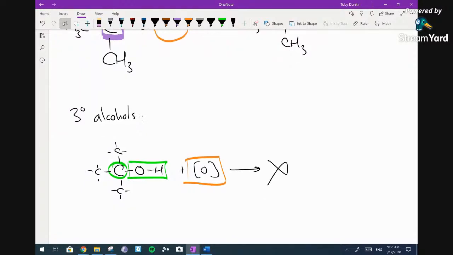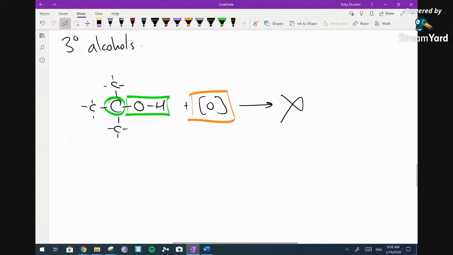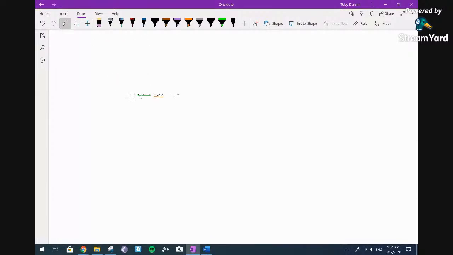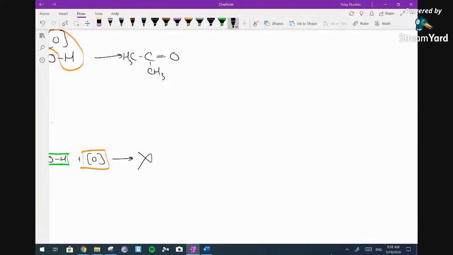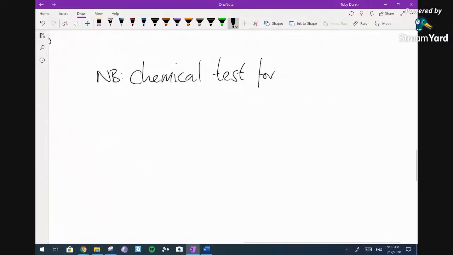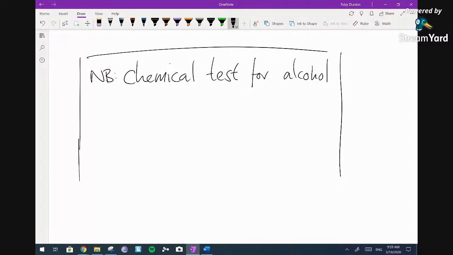Oh, my goodness. So tertiary alcohols resist oxidation. Now, this gives us a lovely little addition to our notes, which is that this can be used as a type of chemical test. So another nota bene, chemical test for alcohols. Chemical test for alcohol. So number 1, the test, potassium dichromate.